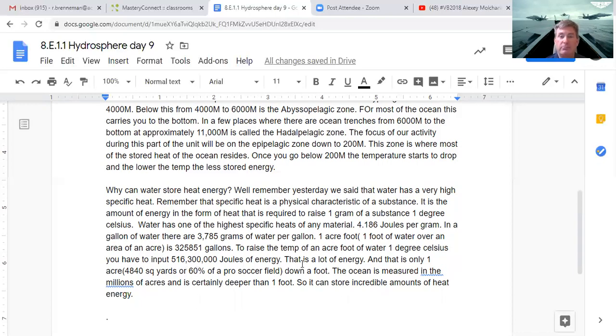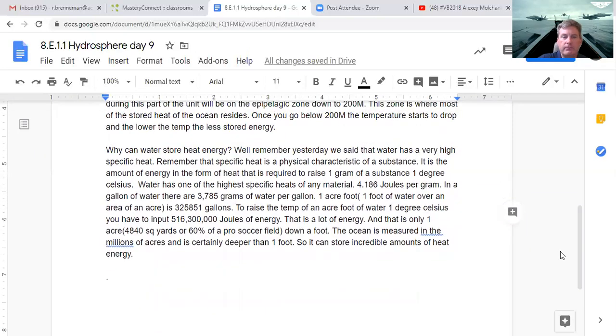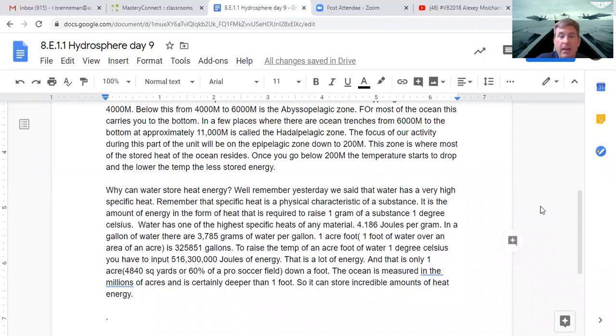So we're talking about energy storage down to 200 meters, and a meter is 3.3 feet. The ocean is measured in millions of acres, and it's certainly different than a foot. So you can just imagine how much energy water in the ocean can store. And that's kind of where this day ends right now: just 1 acre foot of water, 1 degree Celsius, 516 million joules of energy. That's a lot.